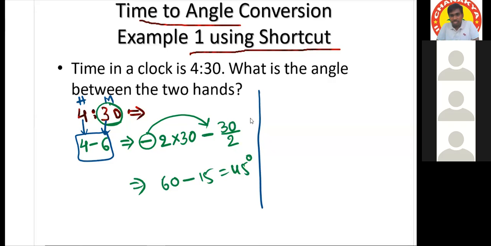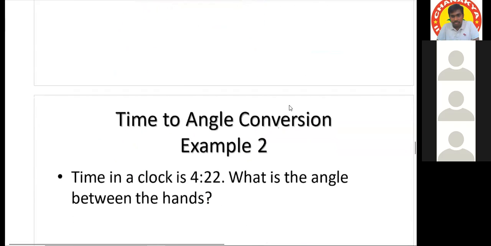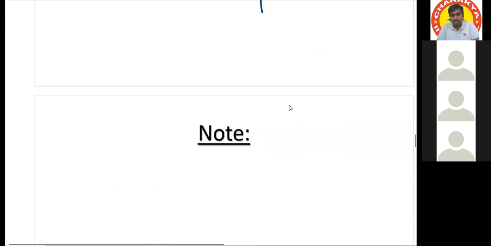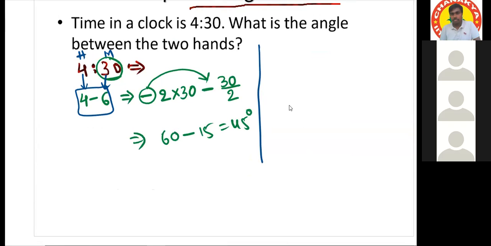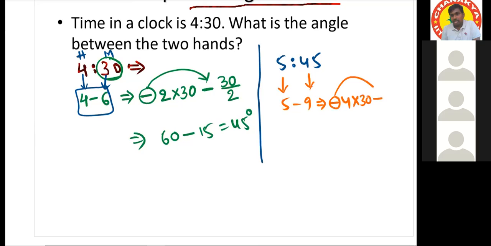Suppose one more question will be there. I will give separate questions. Suppose the question is 5:45. Tell me, our hand is on which number? 5. Minute hand is on number 9. 5 minus 9 is minus 4. Use 4 here, 4 into 30, but use minus later. This minus I'm using here.